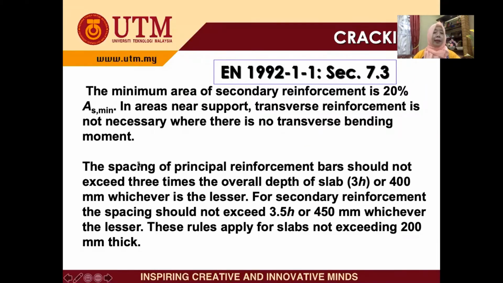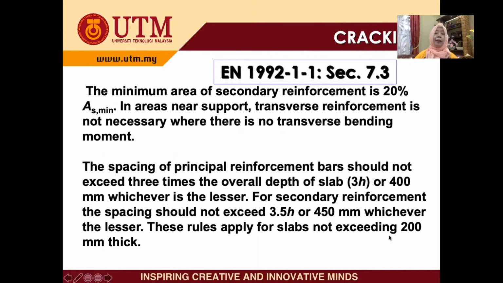The second one, the maximum spacing of the principal reinforcement, that is the main steel, should not exceed 3 times the overall depth of the slab, 3H or 400, whichever is the lesser. And the secondary reinforcement should be spaced at 3.5H or 450. These rules apply for slabs not exceeding 200 mm thick.